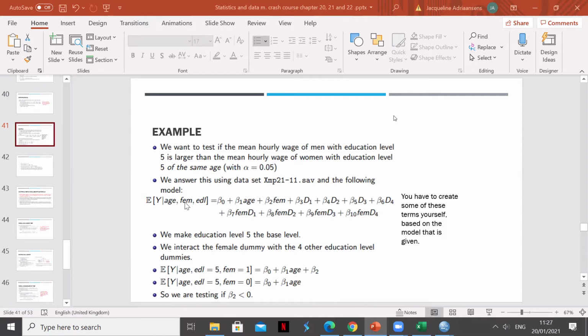And like I said, if you have to do quite a difficult model, then often you get the model. You have to create the terms yourself, but at least you get the model. So here we have D1, D2, D3, D4, which means that D5 is the base level, because you always leave one out and you get dummy 1, dummy 2, dummy 3, dummy 4. So D5 has to be the base. They already say that here as well. And we are going to have to make this model ourselves.